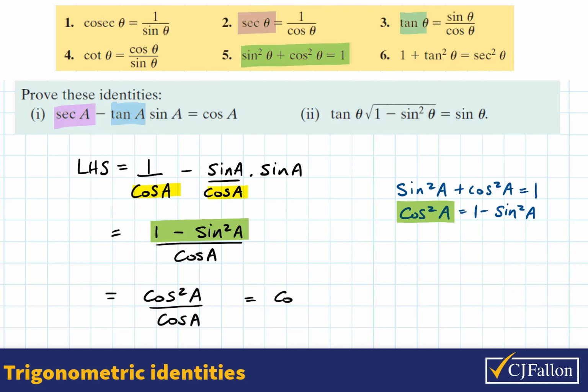Now cos squared A means cos A multiplied by cos A, and this has been divided by cos A. Now cos A goes into cos A once, leaving us cos A. So we've proved the identity.